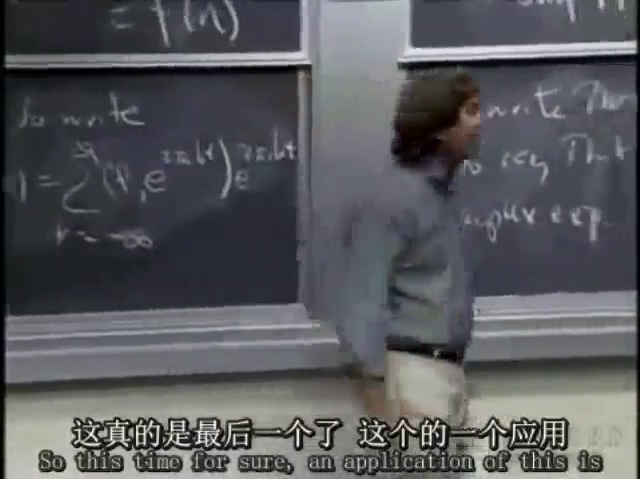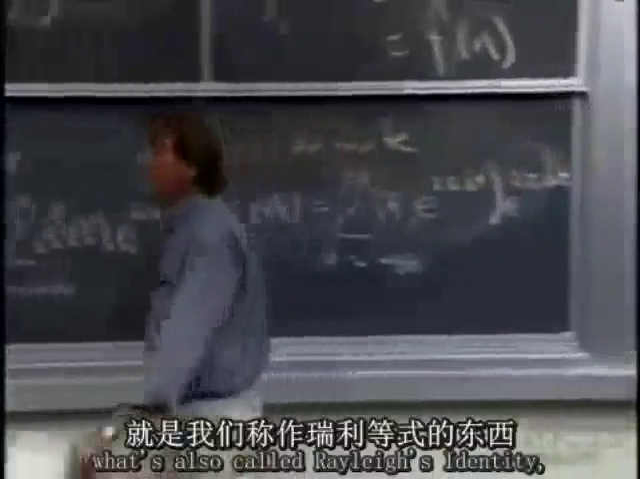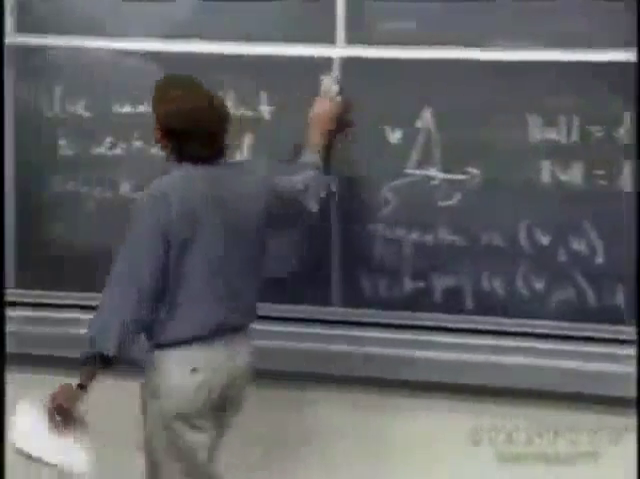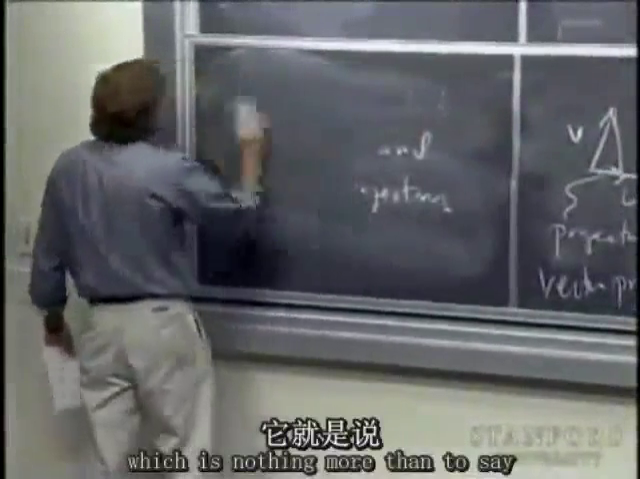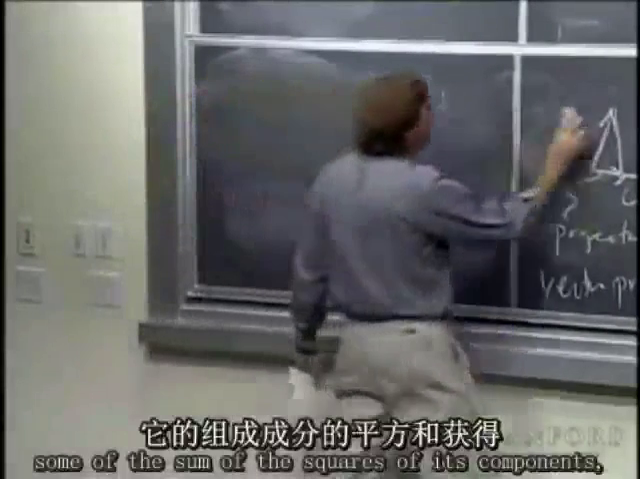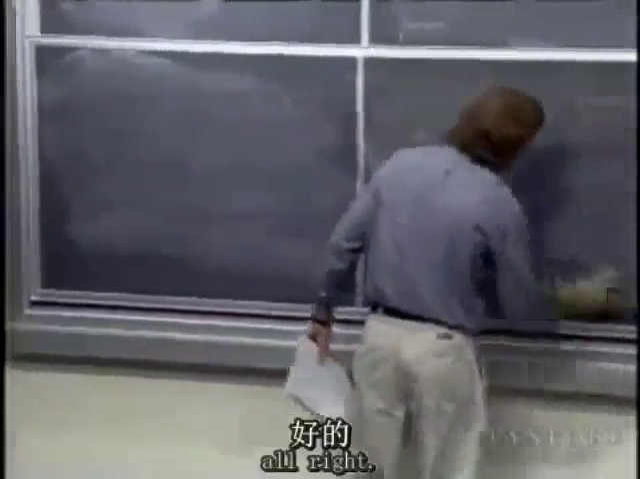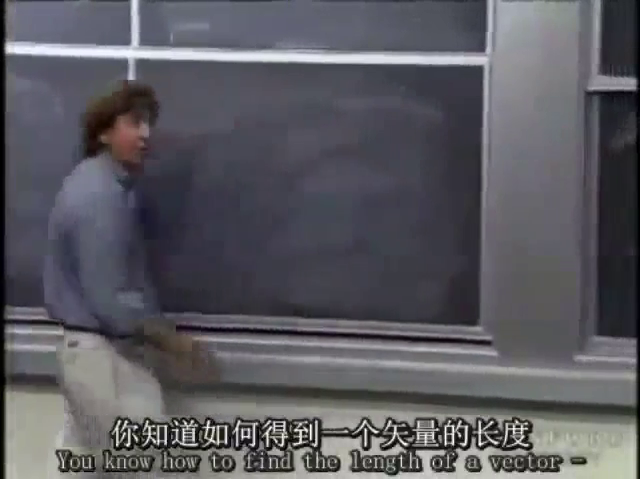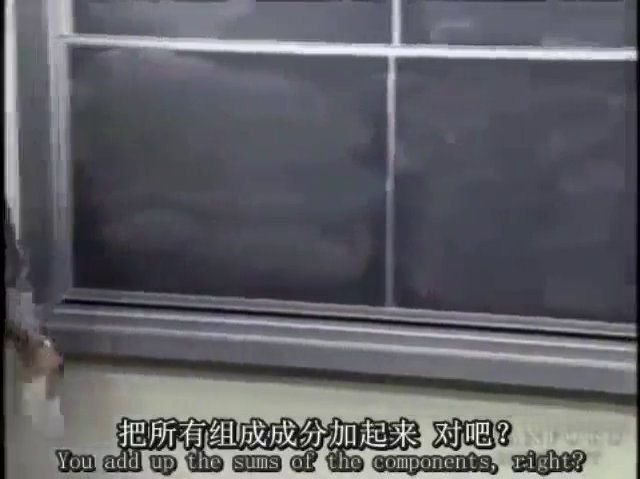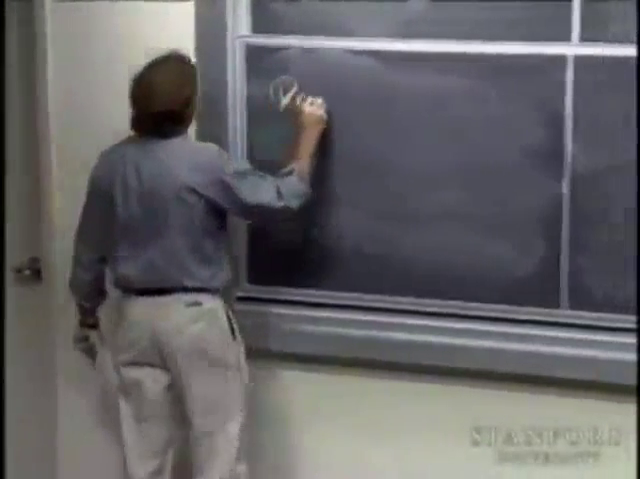So this time for sure, an application of this is the so-called Rayleigh's identity, which is nothing more than to say a length of a vector can be obtained in terms of the sum of the squares of its components. You know how to find the length of a vector in R^n. You add up the sum of the squares of the components. You do the same thing here. Rayleigh's identity.